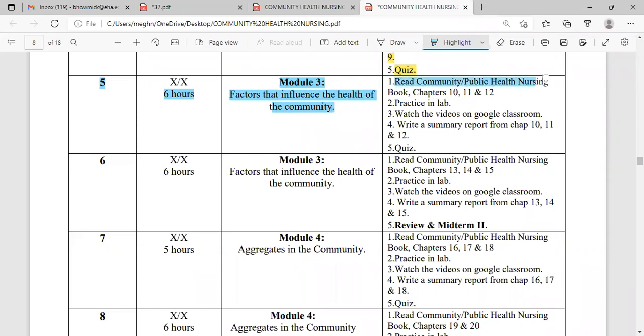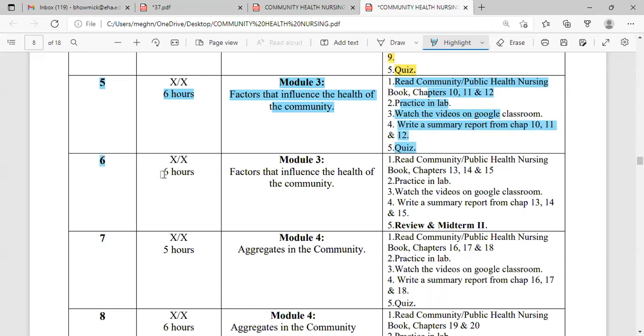So read the same book, but chapters 10, 11, and 12. Participate in lab work, watch the videos in Google Classroom, and then make a summary note on chapters 10, 11, and 12, and quiz.